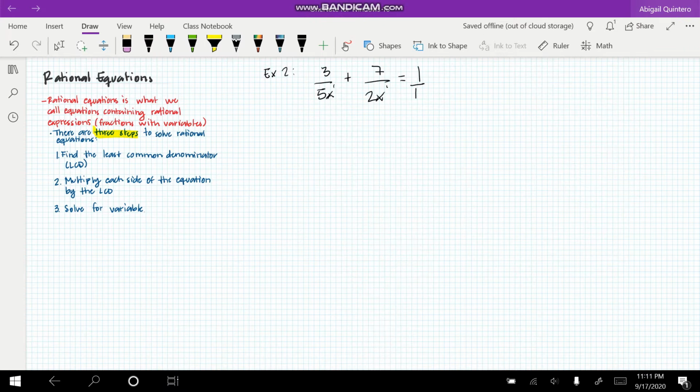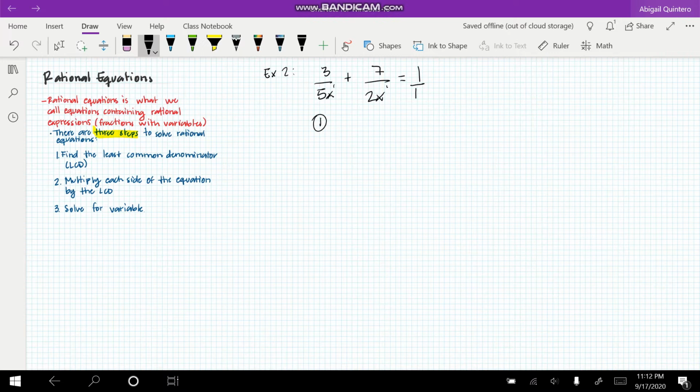Okay, so this is example number 2. And for this one, you'll notice that our rational expressions do have variables, right, in the denominator, whereas on the previous one, we only had variables on the numerator. So let's go ahead and find the LCD, given that that is the first step.